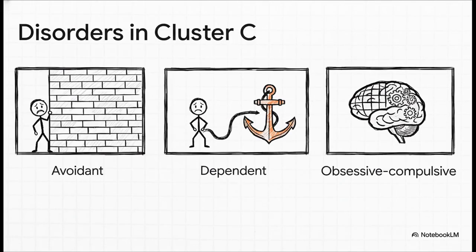This final cluster is made up of 3 disorders. First up, avoidant personality disorder, where fear of rejection is so strong it leads people to avoid social situations altogether. Next is dependent personality disorder, marked by a deep, pervasive need to be taken care of. And finally, obsessive-compulsive personality disorder. And hey, this is different from OCD. It's defined by a very rigid preoccupation with orderliness, perfection, and control.